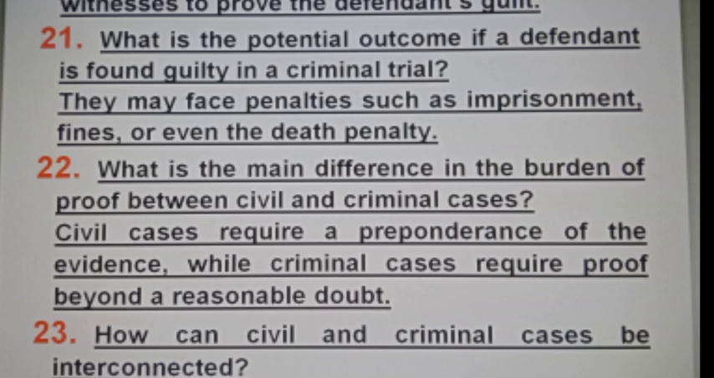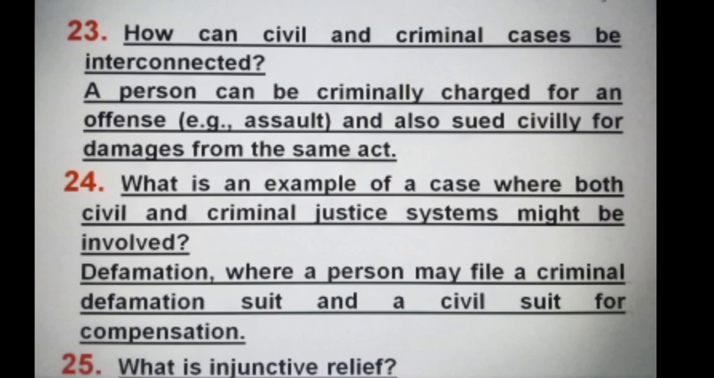What is the main difference in the burden of proof between civil and criminal cases? Civil cases require a preponderance of the evidence, while criminal cases require proof beyond a reasonable doubt. How can civil and criminal cases be interconnected? A person can be criminally charged for an offense, for example assault, and also sued civilly for damages from the same act.